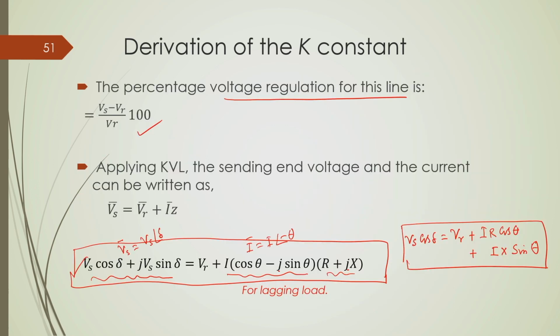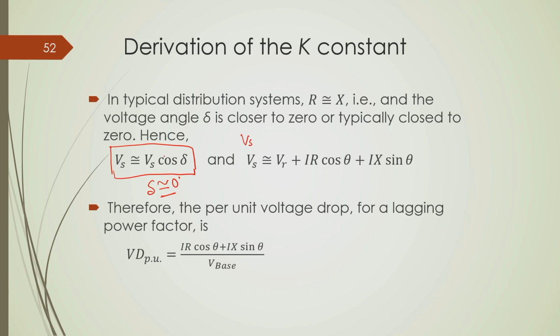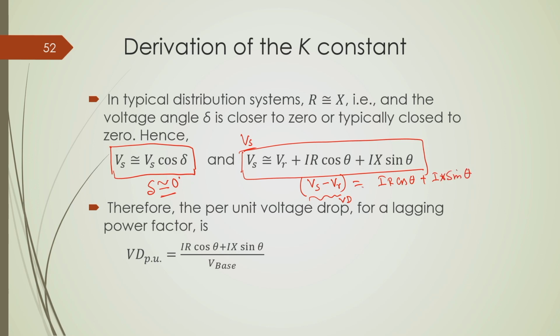Now, once it is written that V s is approximately V s cos delta, it is replaced in the left hand side. So, we get this equation. And you know V s minus V r are the magnitudes only, the difference of the voltage magnitudes at the substation and at the load end. This is nothing but the voltage drop, which we are intending to derive. So, this will be equal to I r cos theta plus I x sin theta. That means our voltage drop becomes I r cos theta plus I x sin theta.